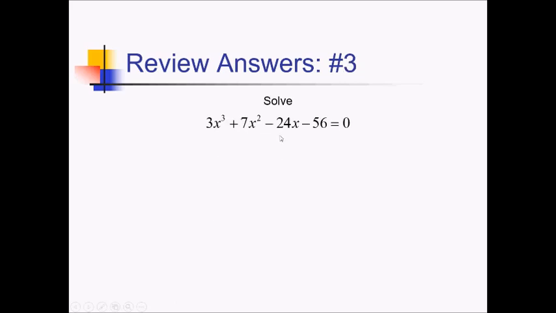For this problem, trying to solve this polynomial, let's first see if we can take out any common factors. Looking at all these four terms, it doesn't look like there are any common factors. But maybe we can factor by grouping since we've got four terms.